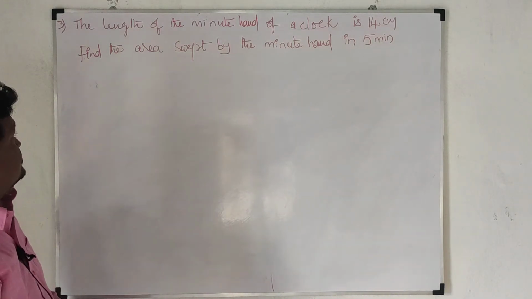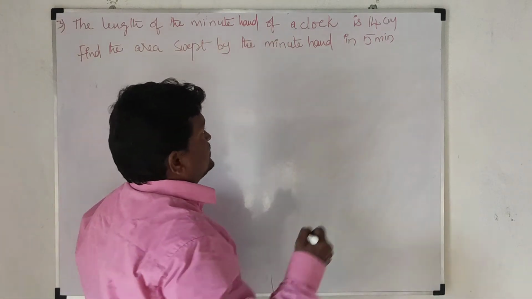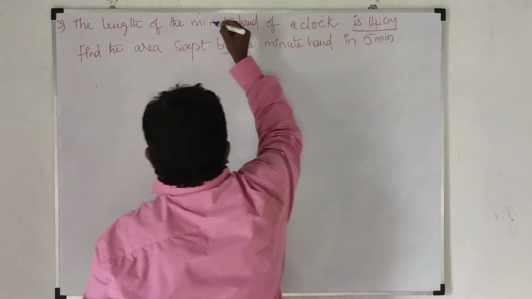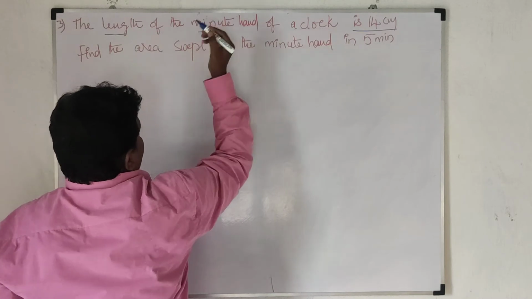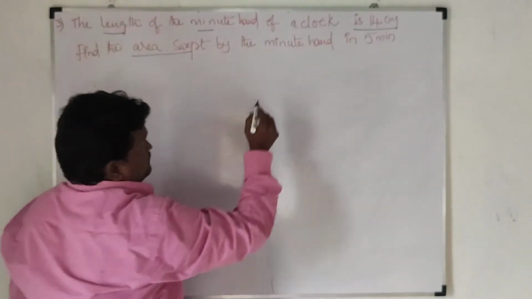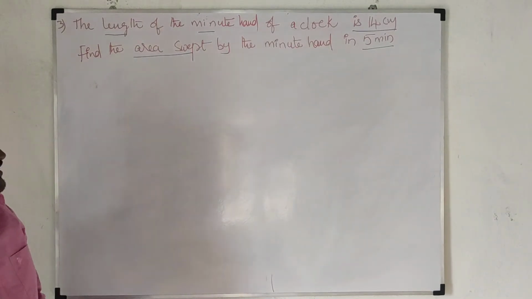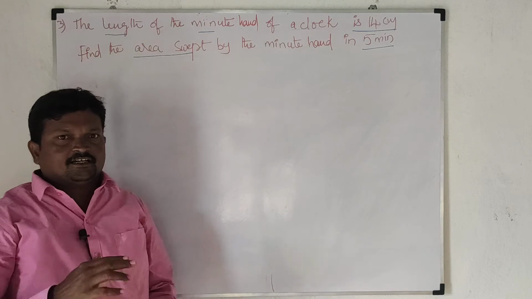Now let us see the third question. The length of the minute hand of a clock is 14 centimeters. Find the area swept by the minute hand in 5 minutes. This is completely related to wall clock problems.